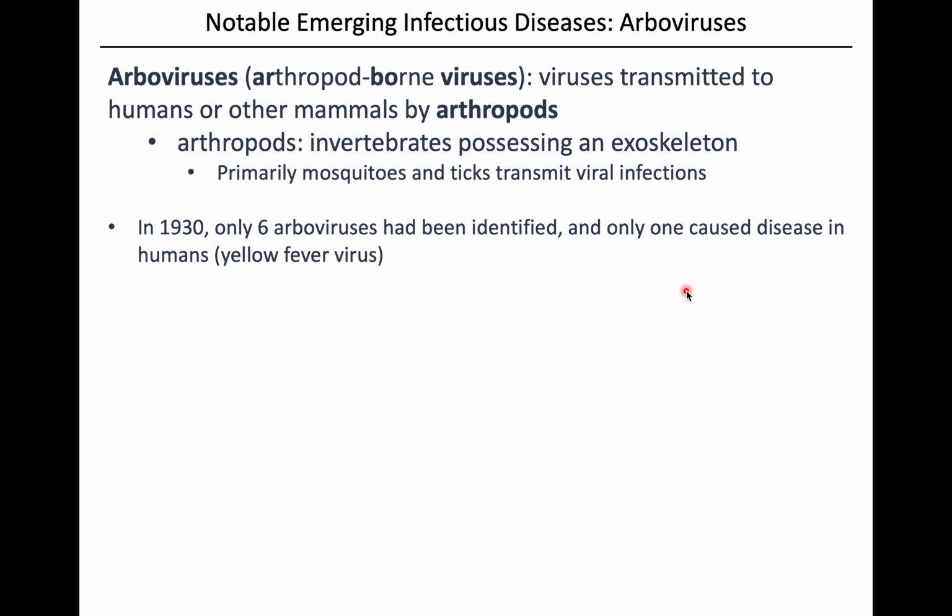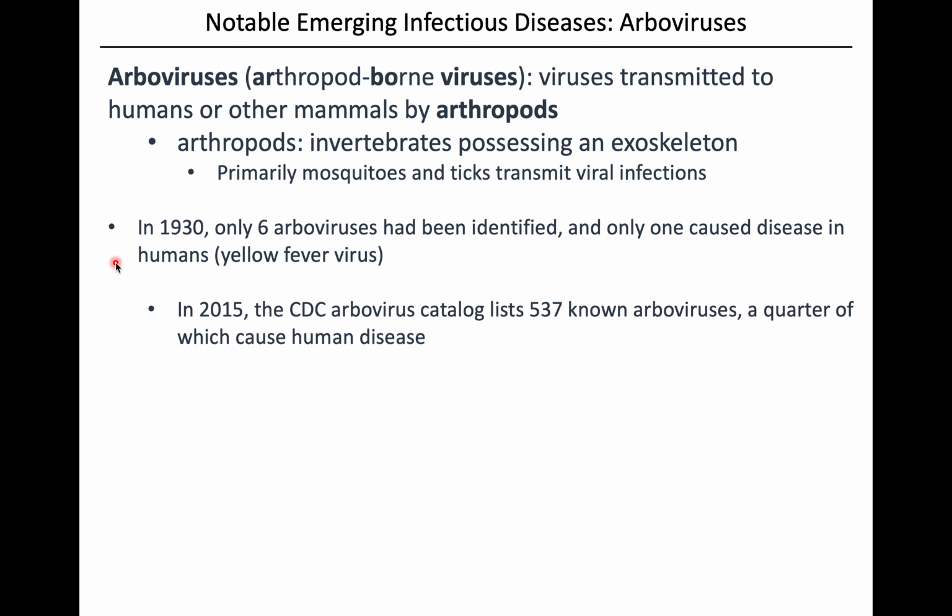To focus on the arboviruses, that term actually comes from arthropod-borne viruses. Arthropods are, of course, invertebrates with an exoskeleton, and usually when we're talking arthropods and viral transmission, we're talking about mosquitoes or ticks. We've seen a huge explosion in the number of identified arboviruses. In 1930, basically 90 years ago, 6 arboviruses had been identified, and only one of those, yellow fever virus, caused disease in humans. But as of 5 years ago, the CDC catalog listed over 500 known arboviruses, about a quarter of which have been shown to cause disease in humans. So it's an ever-growing list. Bottom line, there are a lot of these arboviruses out there.